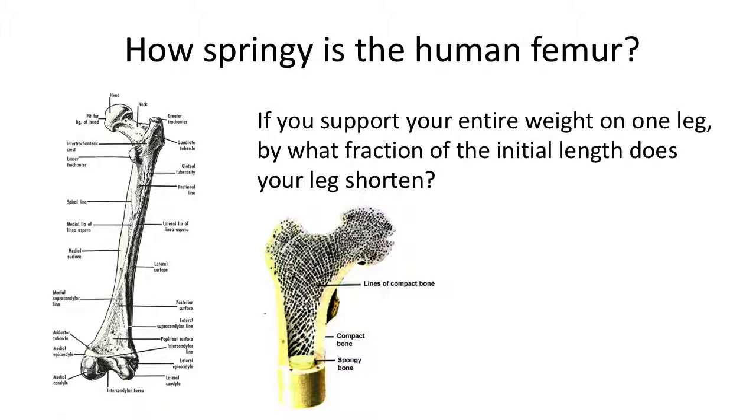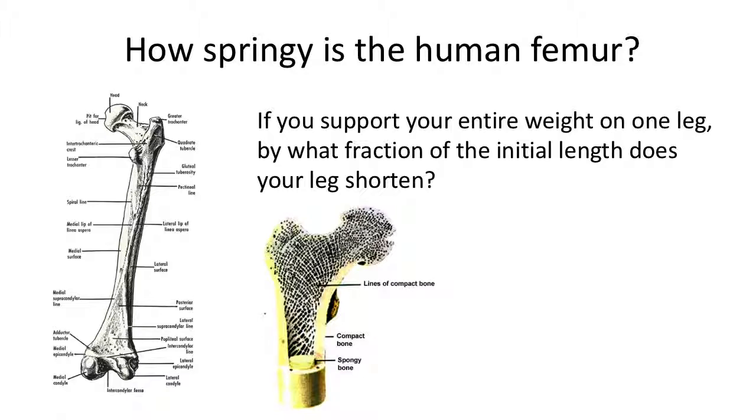Okay. So let me just work through this problem. It's actually a pretty simple problem. And the answer is actually maybe not too surprising, but I'll leave it up on one side. And I'll get back to this plasticity problem at the very end. But how springy is the femur? If you support your entire weight on one leg, I think I can do it and try it. This is what the problem's asking. I support my weight on one leg. By what fraction of the initial length did my leg just shorten?